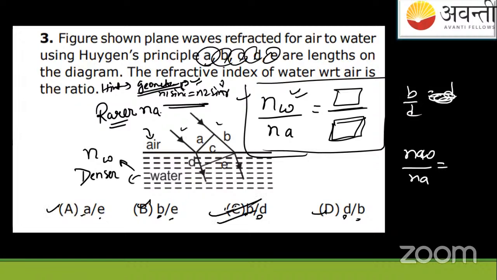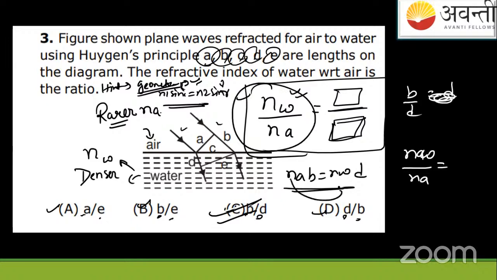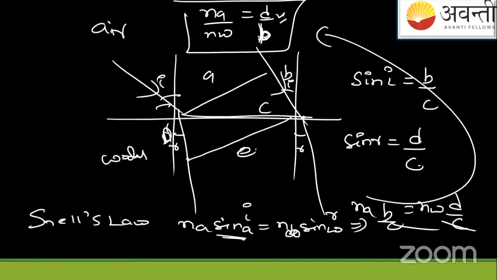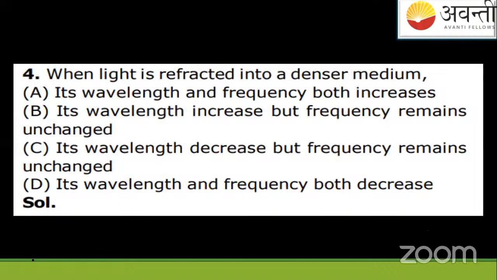Because with Na, air, there is B, and with Nw it is D. So we want Nw upon Na, which will give you B by D as an option. Okay, so C is the answer. I hope it's clear. Is it right, students? Yeah. So now this question in front of you.